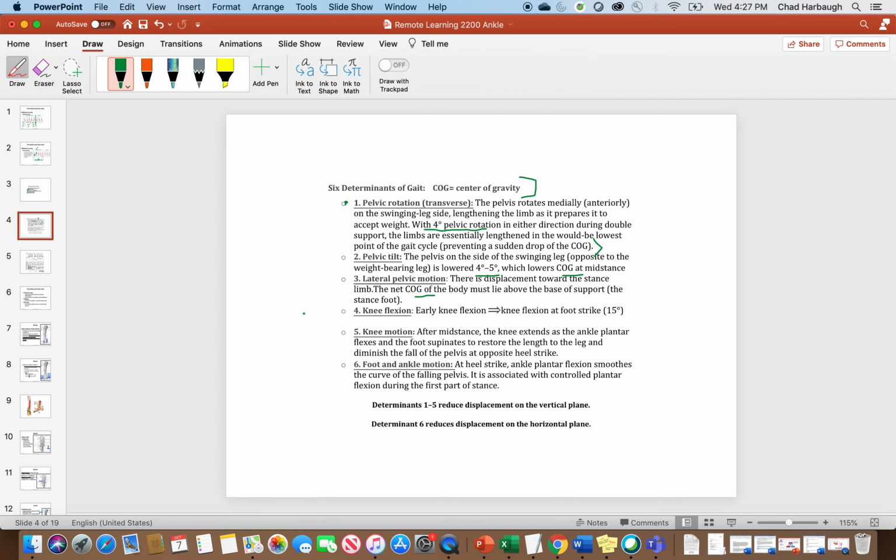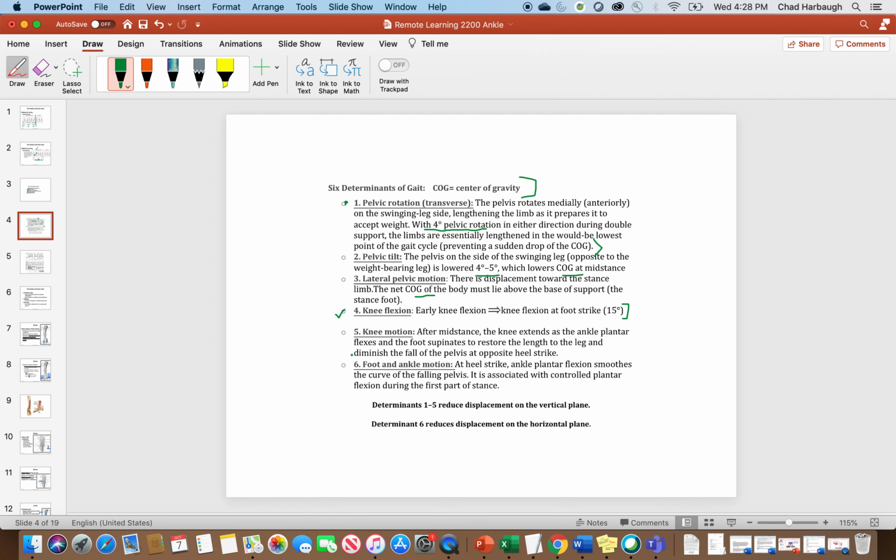And then we should see basically early knee flexion. At foot strike, you should have roughly about a 15-degree bend in the knee. The easiest way to describe 15 degrees at foot strike would be having the leg in a fully extended position and just releasing the knee into a slightly flexed position. That usually registers out to be 15 degrees.